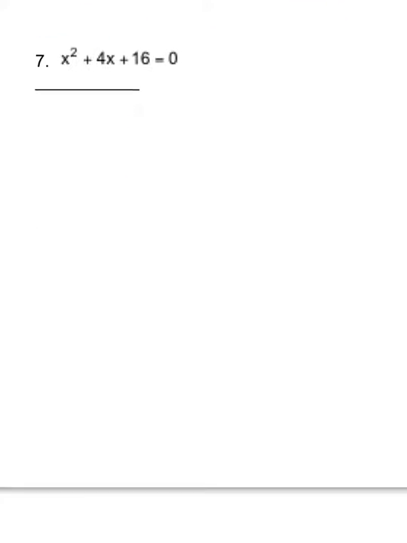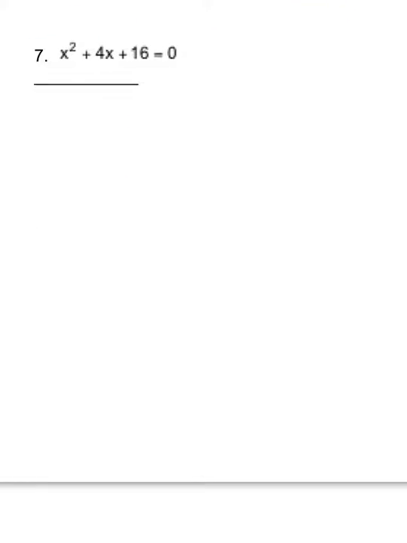Looking at this next one. Notice that it's already set equal to 0, so we don't have to do that step. You can plug it in the calculator just to make sure, see if it crosses the x-axis, and it's not going to. So a will equal 1, because that's the number in front of x squared. b will equal 4, and c will equal 16.